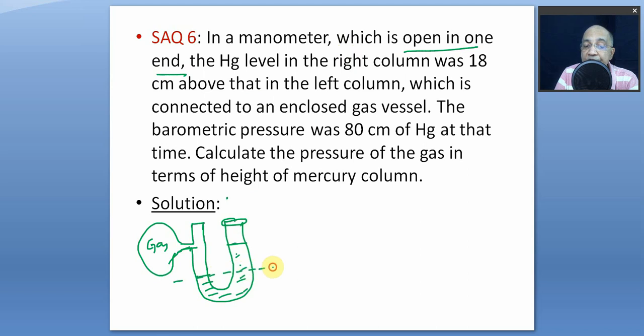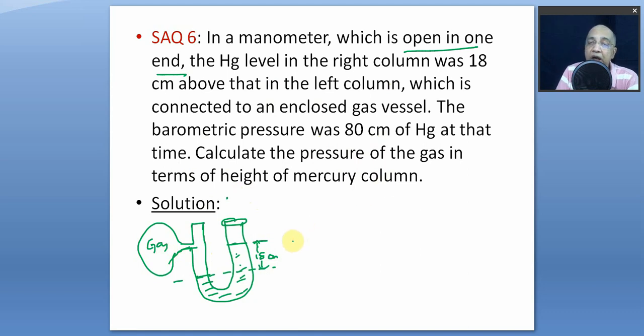So this differential height is 18 centimeter, right? So the right column was 18 centimeter above the left column, which is connected to the gas vessel. The barometric pressure at that particular time was 80 centimeter. So calculate the pressure of the enclosed gas in terms of height of the mercury column.